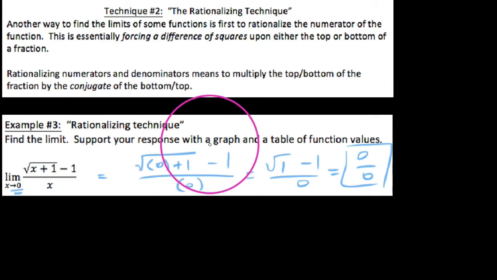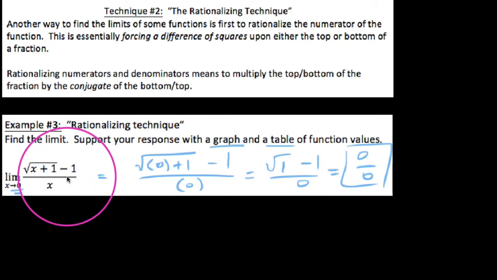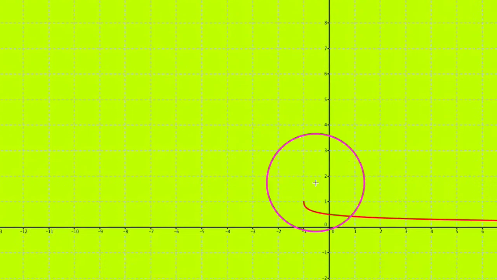Before we get into the nitty-gritty of the rationalizing technique, I do want to find this limit, and I want to support my response with a graph and a table of values. So the first thing we're going to do is look at the graph of this function and then produce a table of values to come up with an idea of what we think the limit might be. So I'll pop over here to GeoGebra.